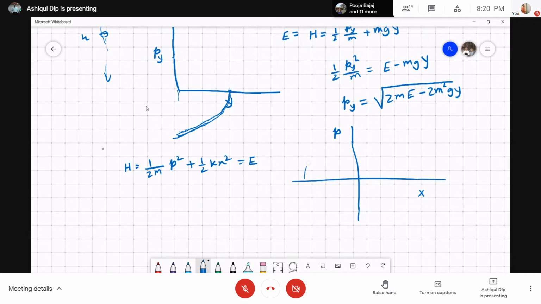Yeah, like that. Because it has p squared as well as x squared. So as you can see, for any system, we can plot this kind of phase space diagram and understand the physics out of it. So we are actually changing the coordinates on this phase space.